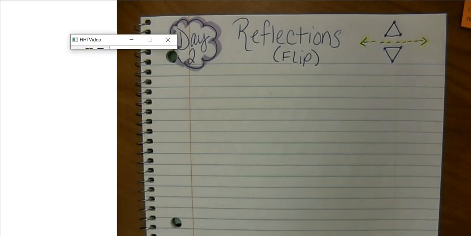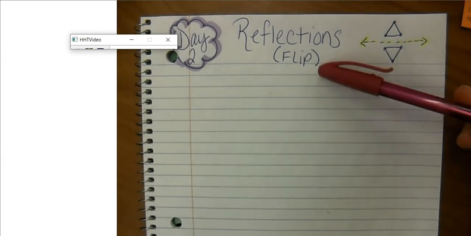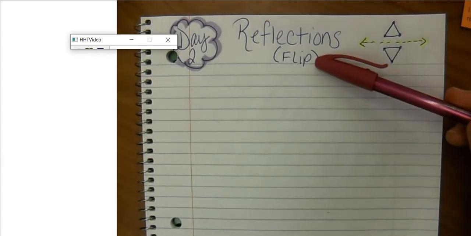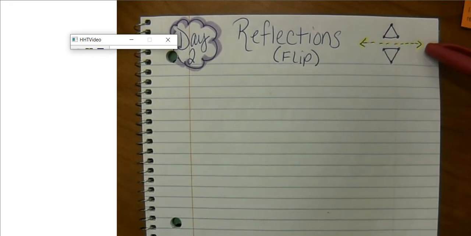Everyone. For today's lesson, we are going to continue our discussion about rigid transformations, and we're going to talk about our next transformation, which is called a reflection. A reflection is where you take a figure and you flip it across a special line that we call the line of reflection.